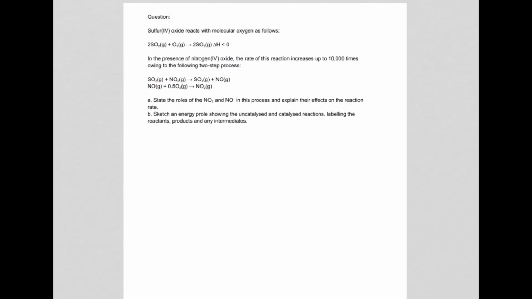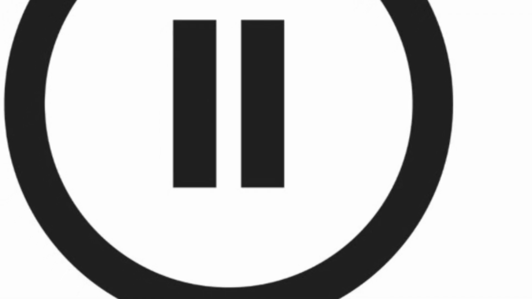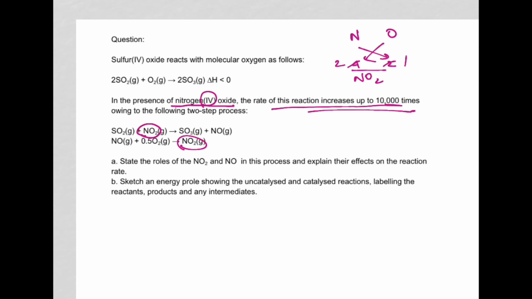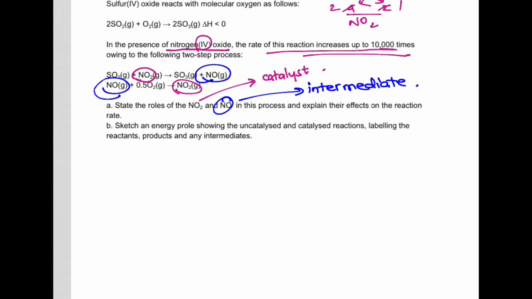Now do this question, pause the video, and then you check your answer. Because it's increasing rate of reaction, therefore this is acting as a catalyst. Now if you look at NO, it is produced here as a product, and then it is again used up. So it is produced momentarily. Therefore, this is going to be an intermediate. And you can see that there is only one intermediate here.